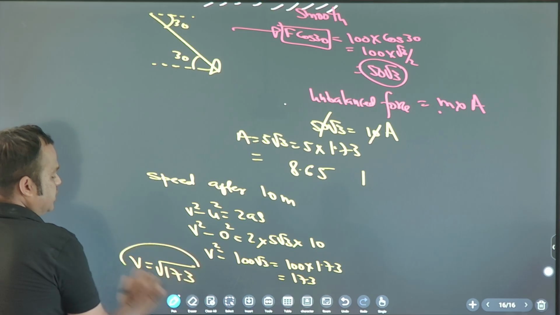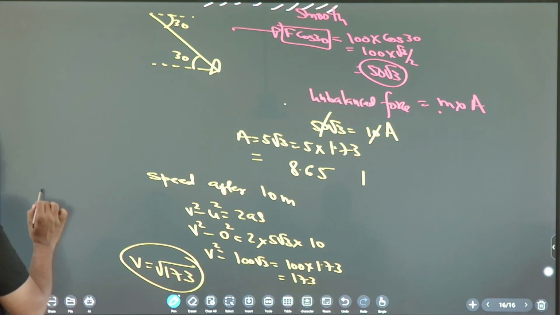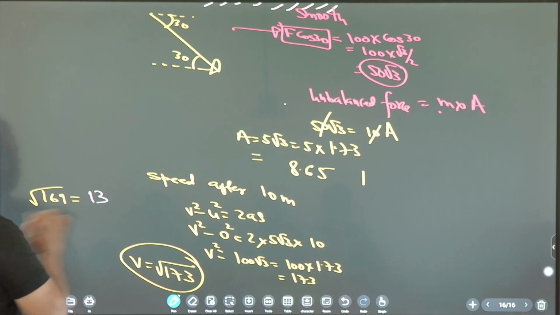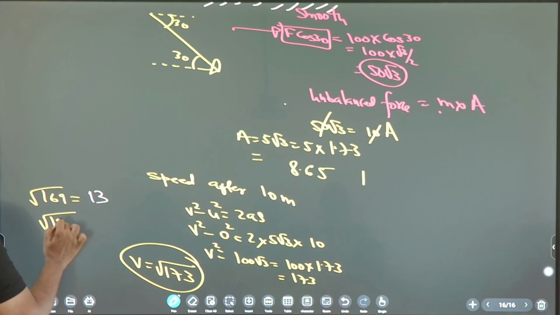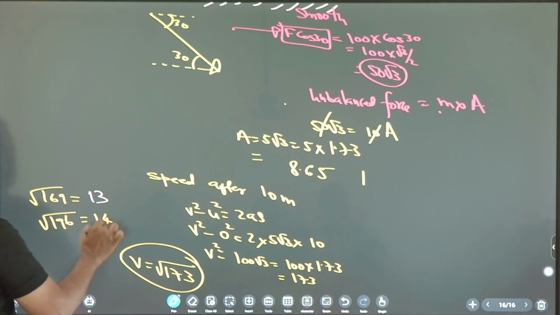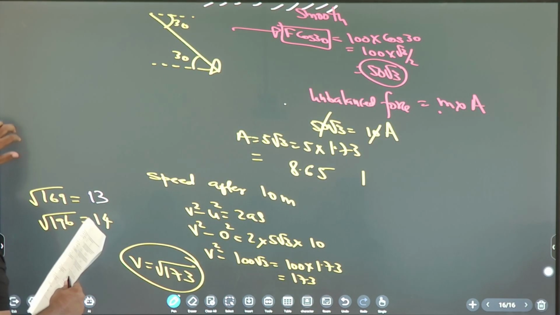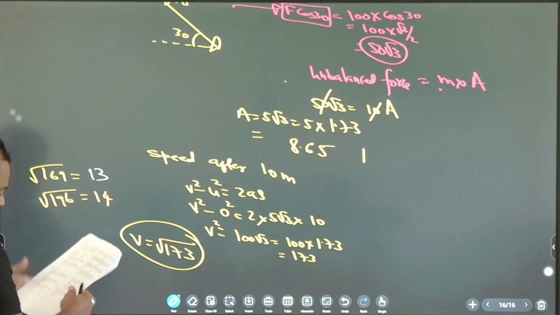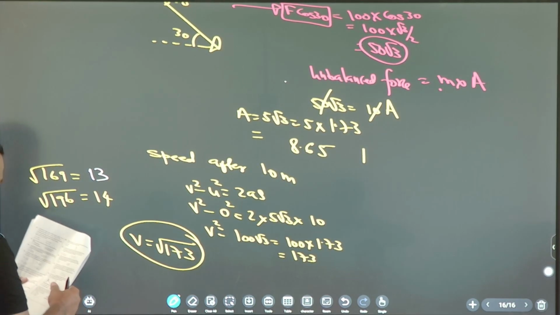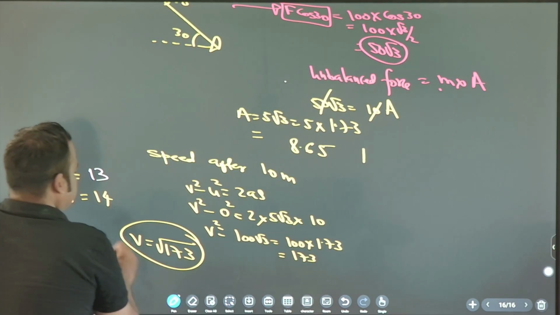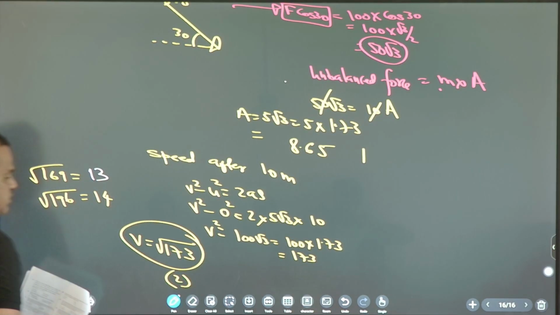Now how will you solve this? What is the square root of 169? 13. Very good. What is the next square root? 14. The square root of 196 is 14. So this is in between, more than 13 and less than 14. Second option. Okay. So like this. Second option.